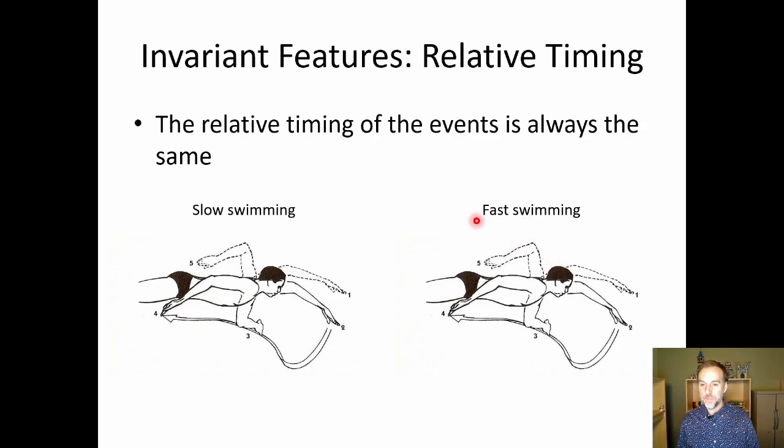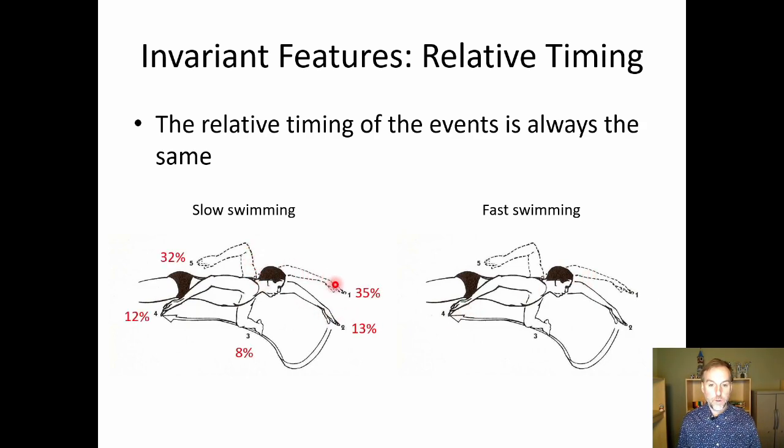Now, the fast swimming, let's say this entire duration only takes half a second. So you're swimming faster, so one cycle is quicker. That's okay, but what we need to see is, is the relative time the same? So 1 second versus half a second, that's the absolute time. The relative time would be how long does each event take? And we typically measure these in percentages.